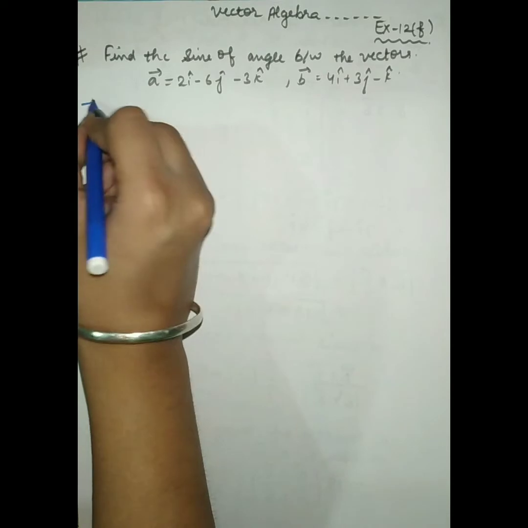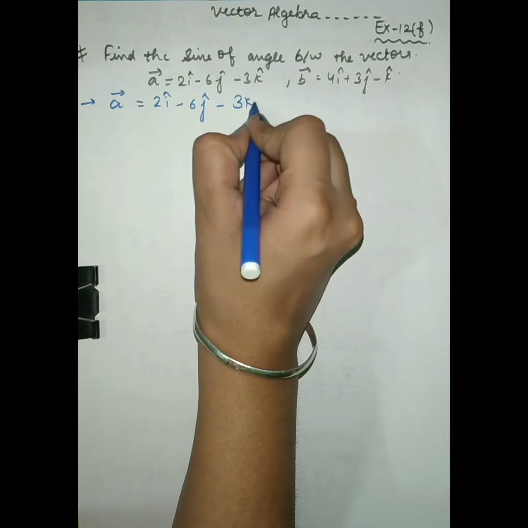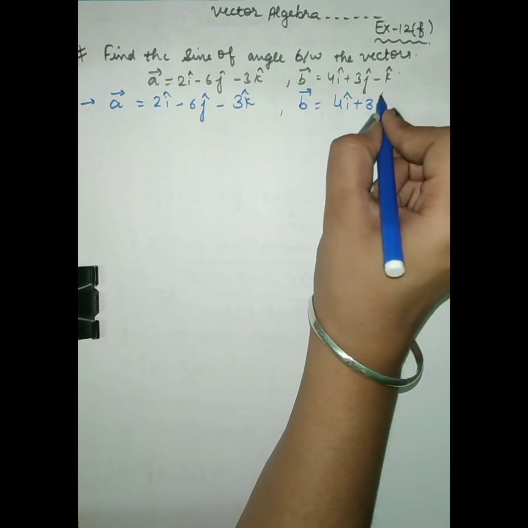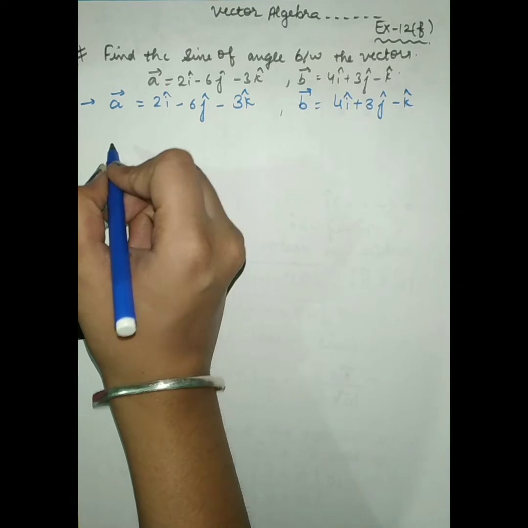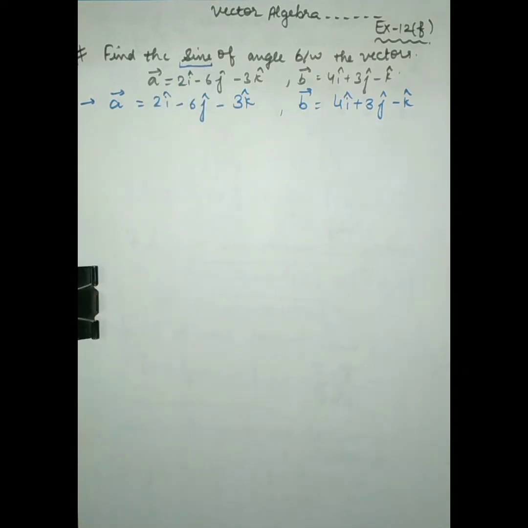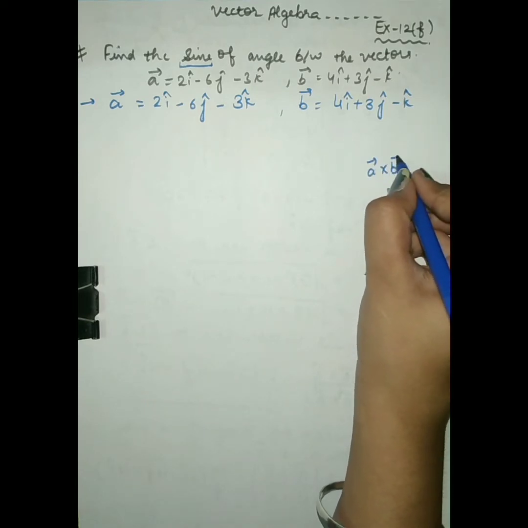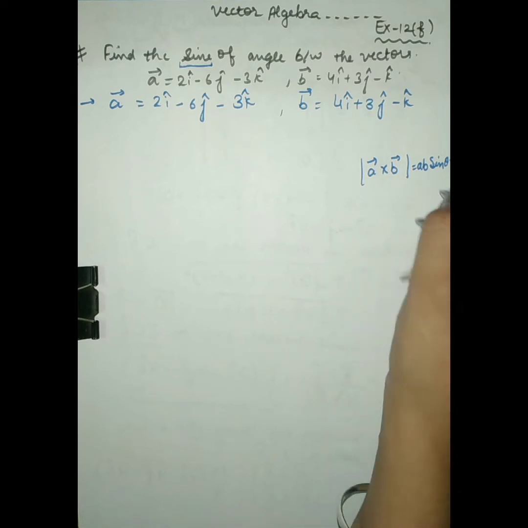The question is: find the sine of the angle between the vectors. A vector equals 2i cap minus 6j cap minus 3k cap, and B vector equals 4i cap plus 3j cap minus k cap. These are the two given vectors. Now we have to find the sine angle. That means the magnitude of A vector cross B vector equals AB sine theta. So for finding the sine angle we have to find this.